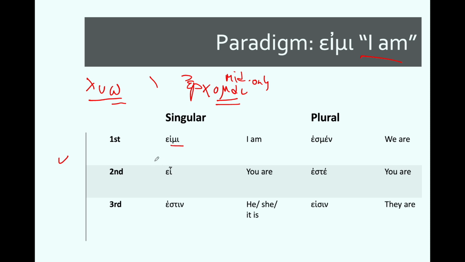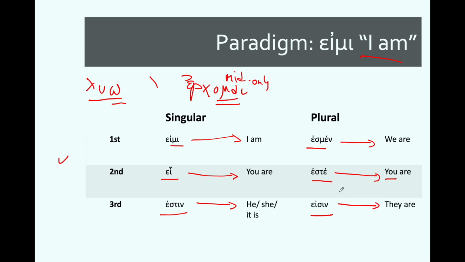The second singular is ei. The third singular is estin. The first plural is esmen. The second plural is este. And the third plural is eisin. So eimi is I am. Ei is you are. Estin is he, she, it is. Esmen is we are. Este, second plural, you, plural, are. And eisin is third plural, they are. Okay?